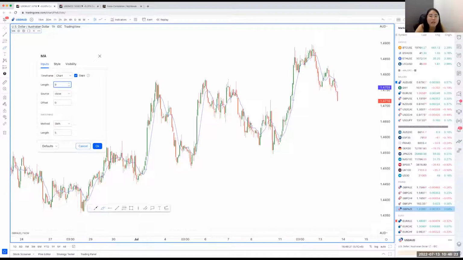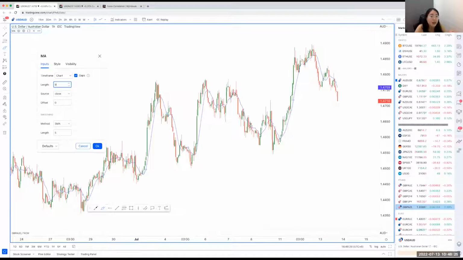So we don't have a specific setting because again, we are adapting to the charts, right? We don't have a fixed setting. It's not 50, it's not 100, it's not 75, it's not 200. It is not a fixed setting.